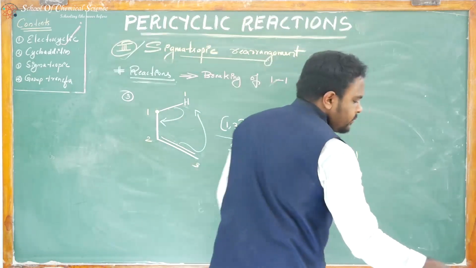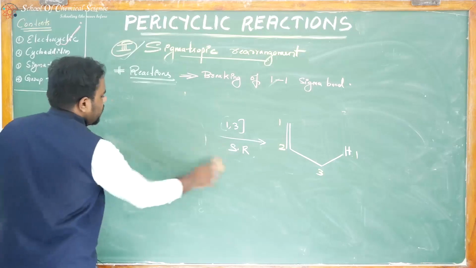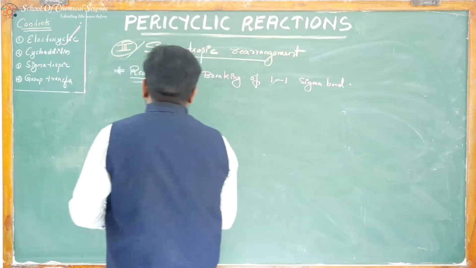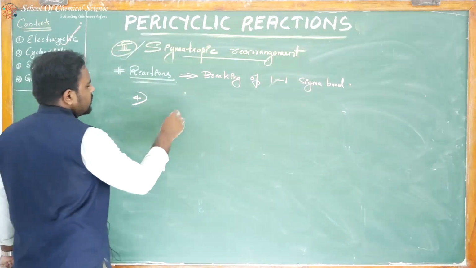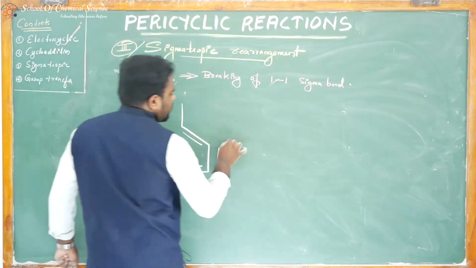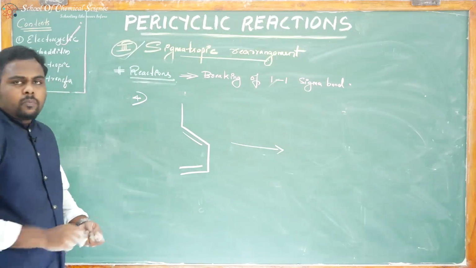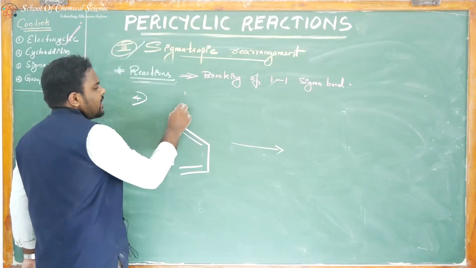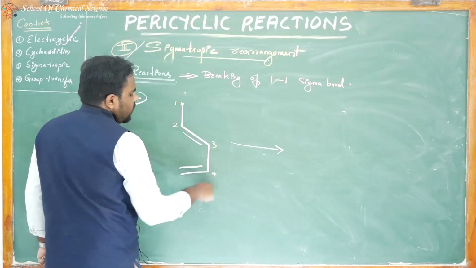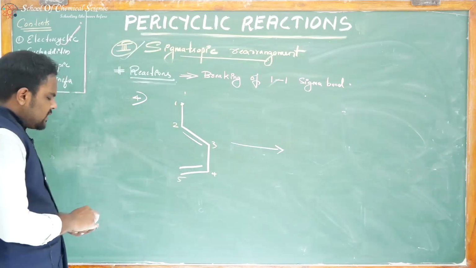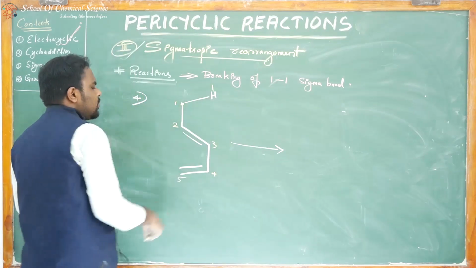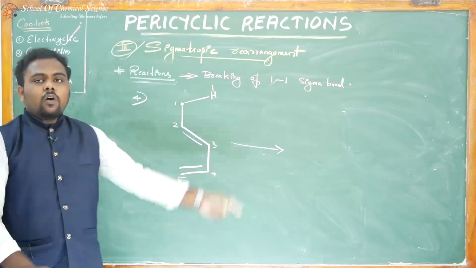Then next example. Example 4. Whether this system shows sigmatropic rearrangement? Definitely, because an allylic carbon is present. So give 1, 2, 3, 4, 5. Then in the opposite direction also you have to give a number, but here a hydrogen is present. So hydrogen is also 1. What's the reaction? Breaking of the 1-1 sigma bond.